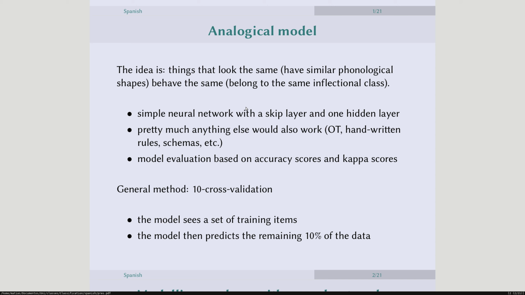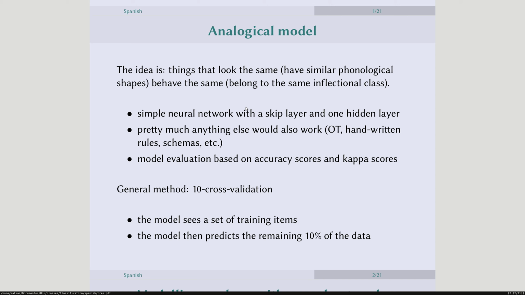The reason behind this was that at the time I was working on a desktop and I didn't have the computational power to do anything more fancy. With a fancier model, you probably will get better results, but that's, yeah. So this was good enough for what I was doing and for graduating, I guess. Pretty much anything I do here, you could do with handwritten rules or OT or schemas. It doesn't matter. This is more of a proof of concept of what I was trying to show.